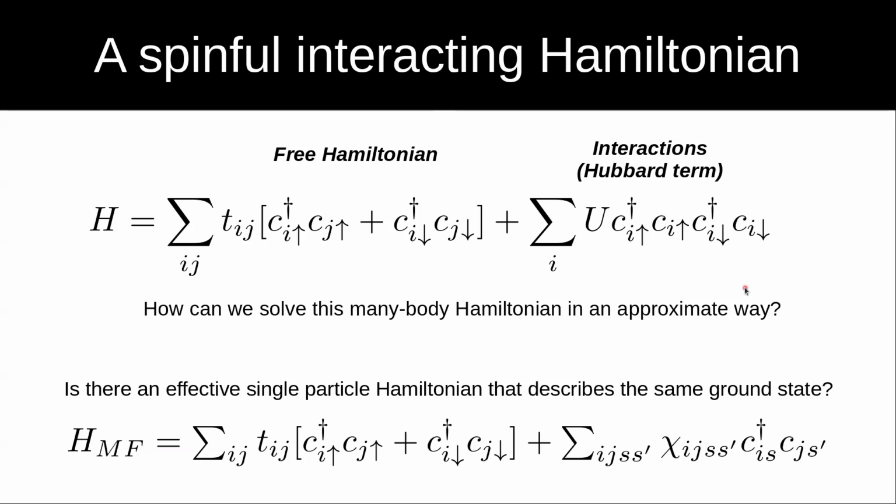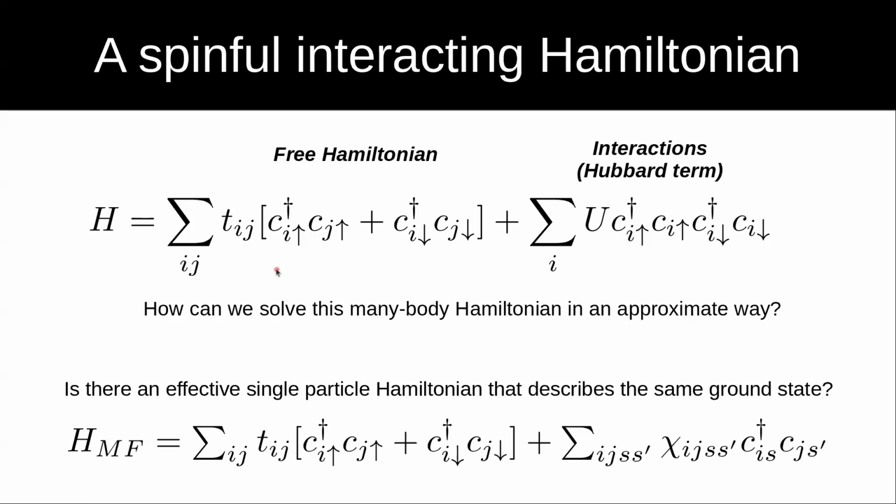So an important question that we are going to address is how can we find not an exact way of solving this Hamiltonian, but an approximate one. By approximate, what we actually mean is the following. If our Hamiltonian was a single particle Hamiltonian, it would be very easy to solve. And we can ask ourselves, is there some single particle Hamiltonian that in a way describes the same physics as the many-body Hamiltonian? To be more concrete, is there a single particle Hamiltonian whose ground state is the same as this many-body Hamiltonian, or at least close enough?